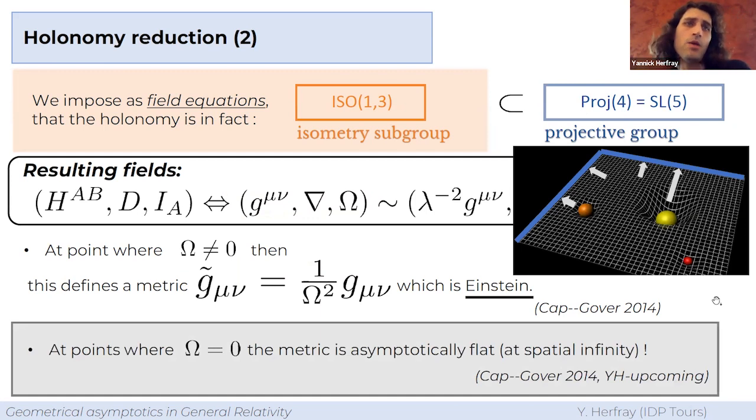And this is in Čap and Gover. But if you look at what is going on at the points where omega equals zero, you get a boundary which is asymptotically flat at spatial infinity. So it's asymptotically flat in the Ashtekar-Romano sense. Again, I think it's quite fascinating that one field equation, holonomy reduction, at the very same time gives you Einstein's equation but also a very particular type of asymptotics, realizing a curved version of this orbit decomposition in the homogeneous spaces.